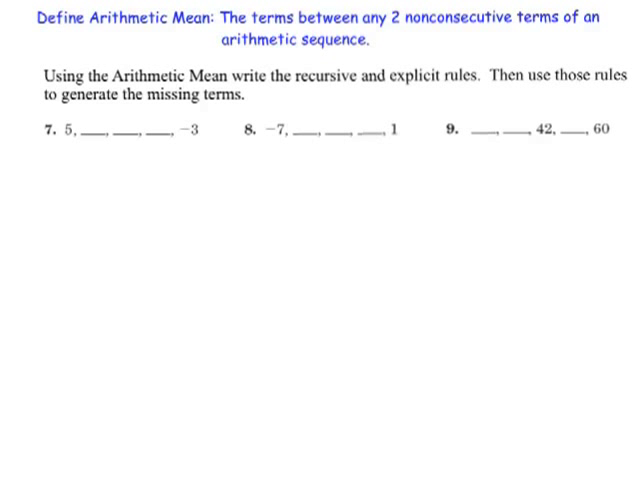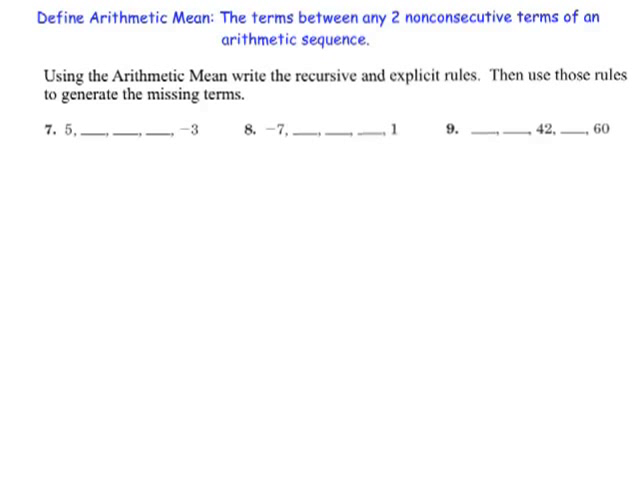So we need to find the arithmetic mean. So when I put my little marker here, these are called arithmetic means. So I need to find those arithmetic means. Okay, so let's use what we know already. And using the arithmetic mean, write the recursive and explicit rules, and then use those rules to generate the missing terms. Okay, so let's go ahead and do this.